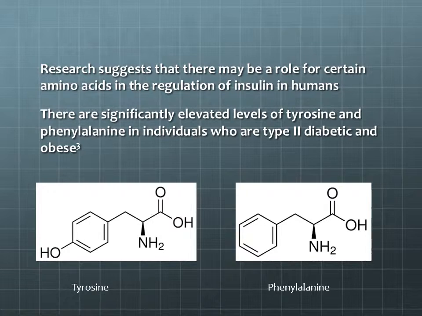Research suggests that there may be a role for certain building blocks of proteins called amino acids in the regulation of insulin production in humans. For example, significantly increased levels of the amino acids tyrosine and phenylalanine have been found in individuals who are type 2 diabetic and obese.